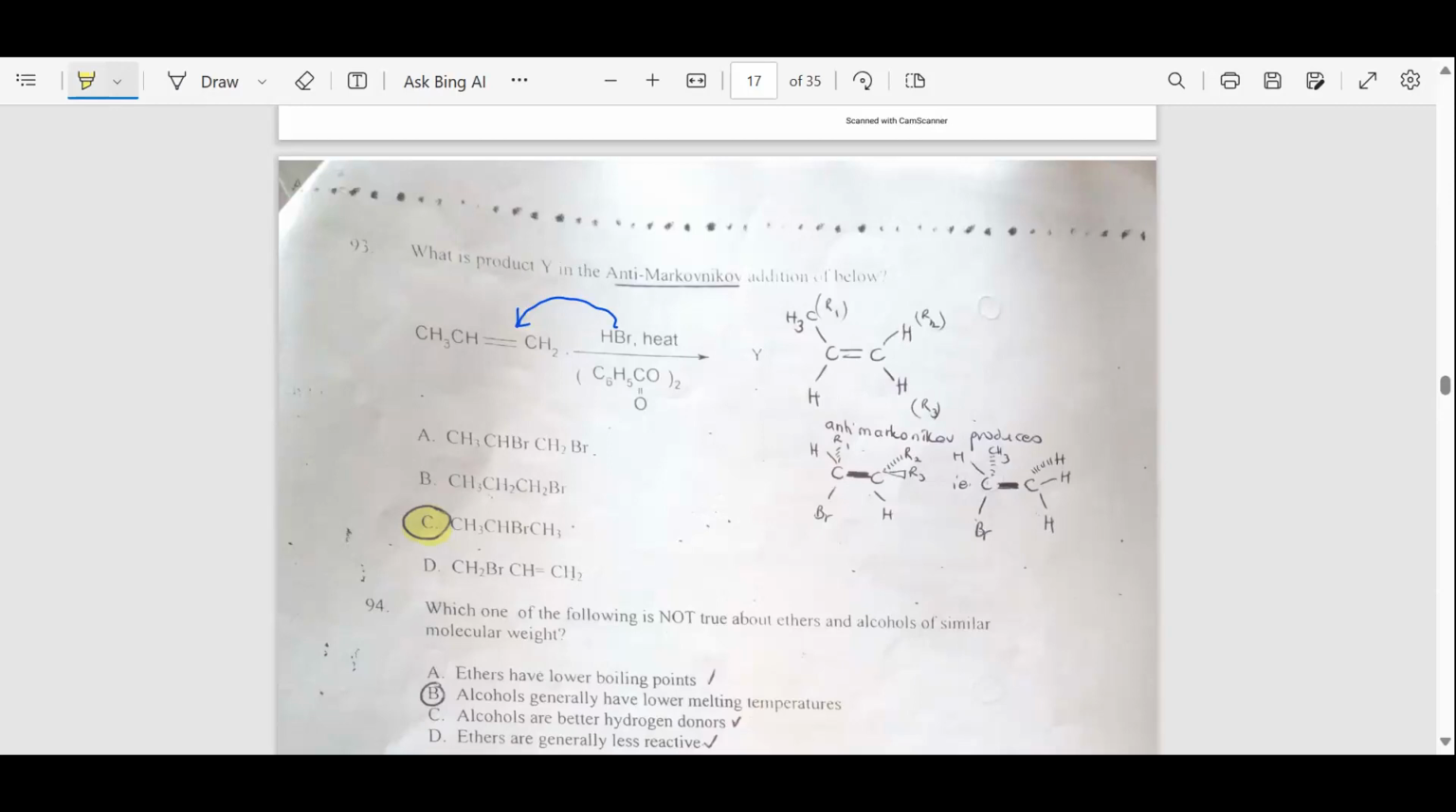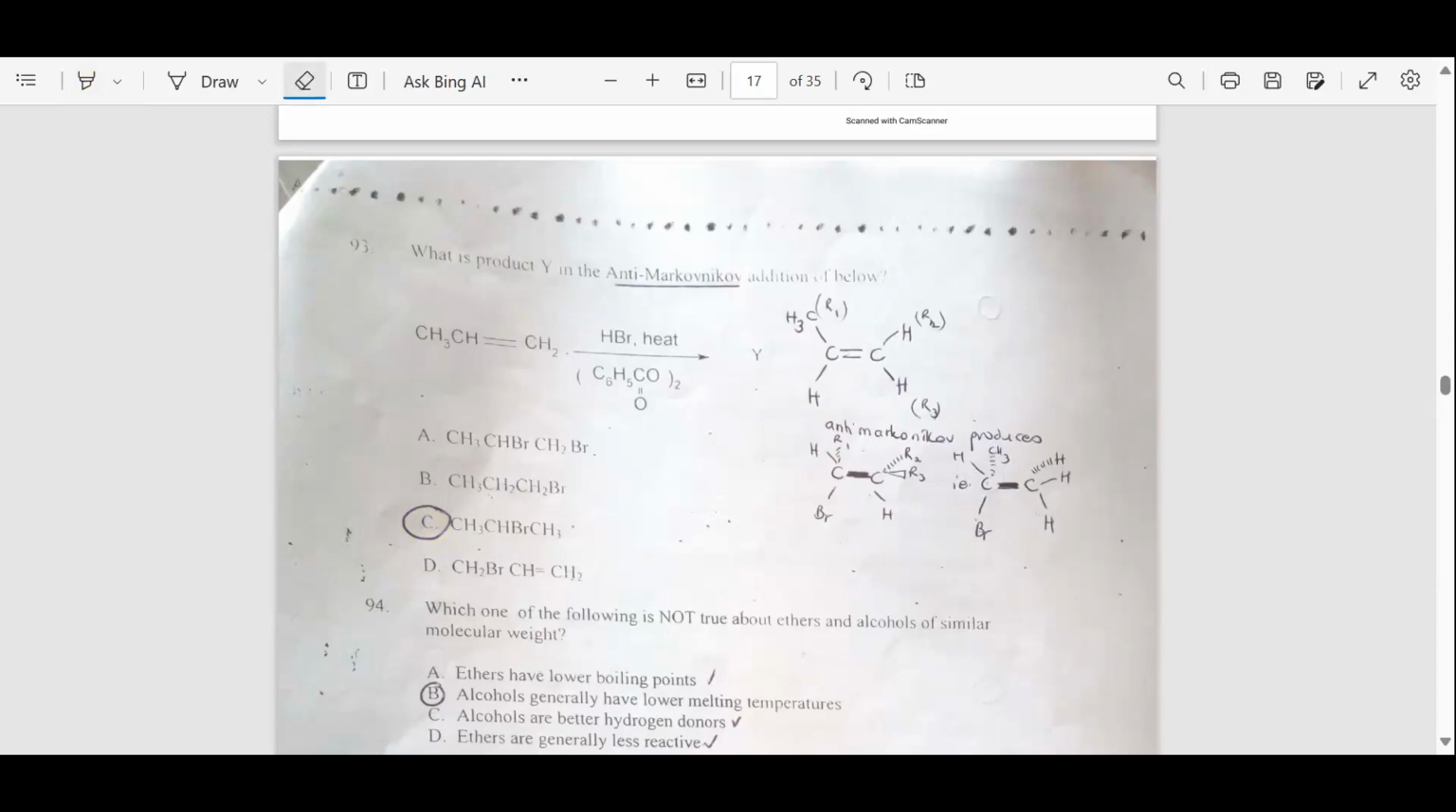But Sonia, is anti-Markovnikov different from Markovnikov? Oh, the question is saying anti-Markovnikov. Sorry, I didn't read that. Because for Markovnikov, the hydrogen would go to the carbon with the more hydrogen atoms. That's the last one. Yeah, but now the opposite. Or maybe B. B, the bromine is on the last carbon, carbon 1, 2. So HBr.